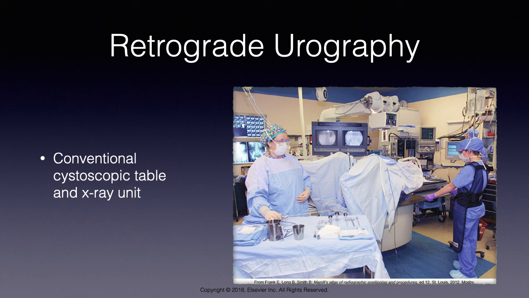We do retrograde urography with a C-arm. It is not a sterile field because the entry point is usually through the urethra, which is not a sterile area.